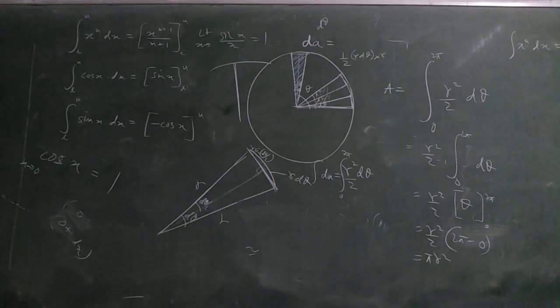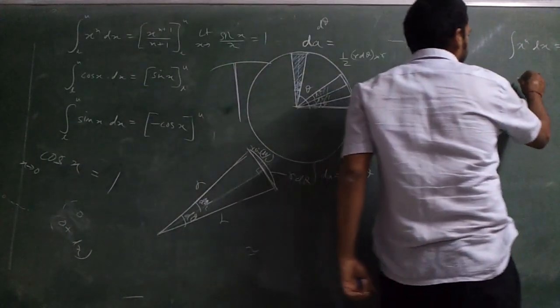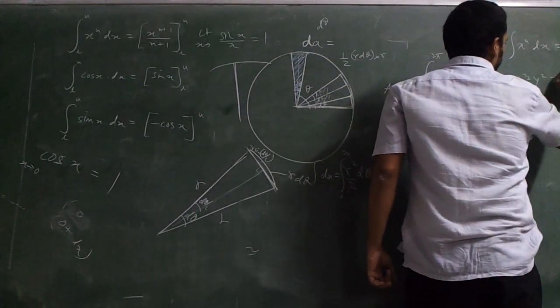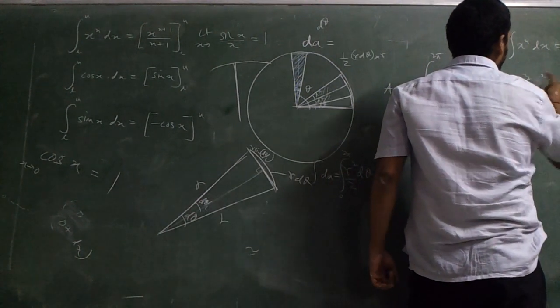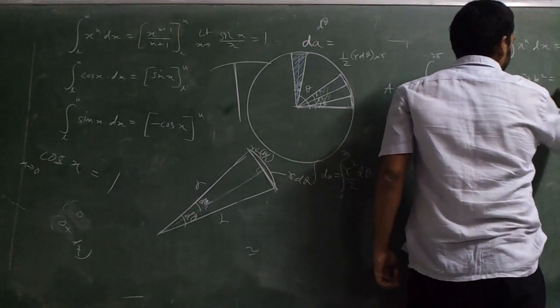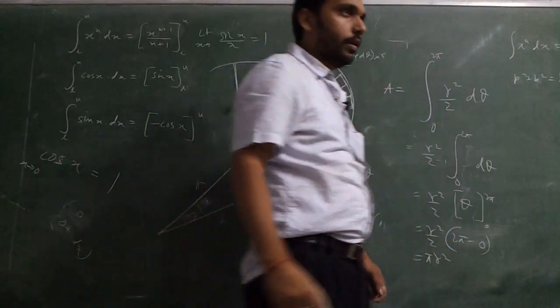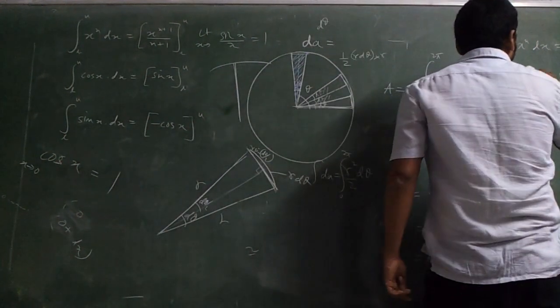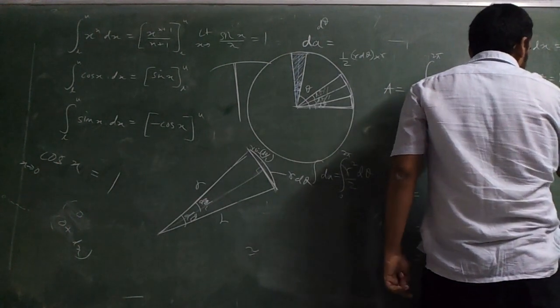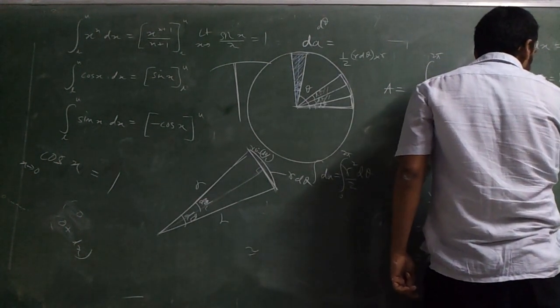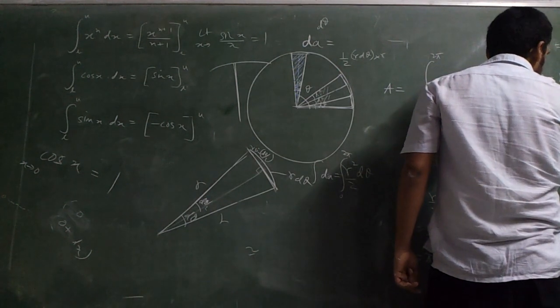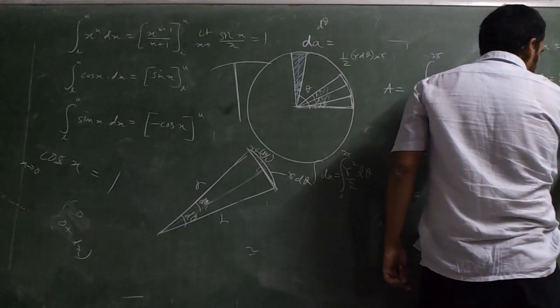Every other thing you can find either using Pythagoras theorem, perpendicular square, base square is hypotenuse square, this rectangle area and these are quite simple things, okay.